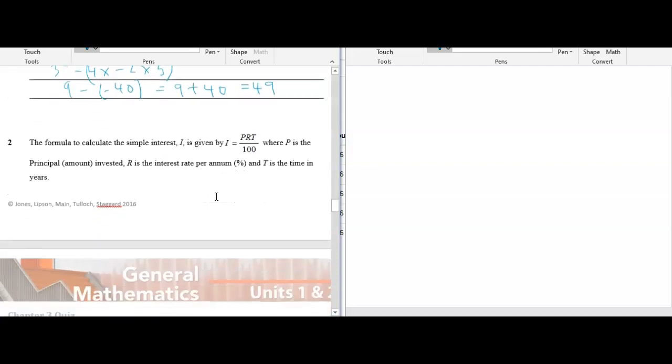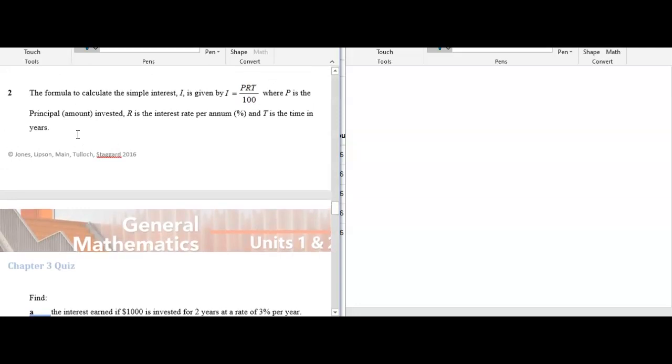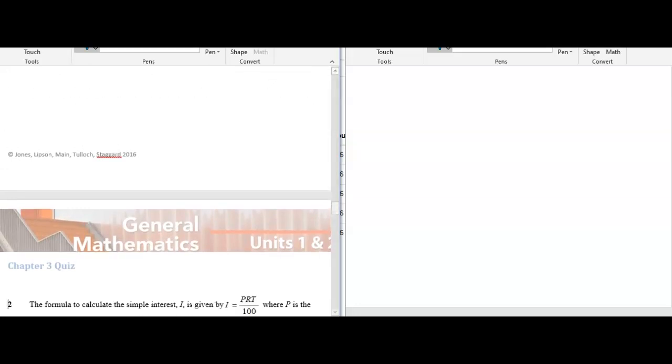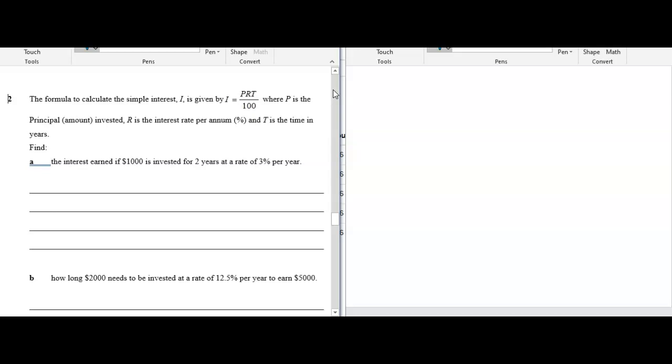Okay, moving on to question 2, which should be on the next page, but yeah, I'm going to just put it down. There we go. Okay, the formula to calculate the simple interest I is given by I equals PRT over 100, where P is the principal, so the amount invested, R is the interest rate per annum, and T is the time in years. So find the interest earned if 1,000 is invested for 2 years at a rate of 3% per year.